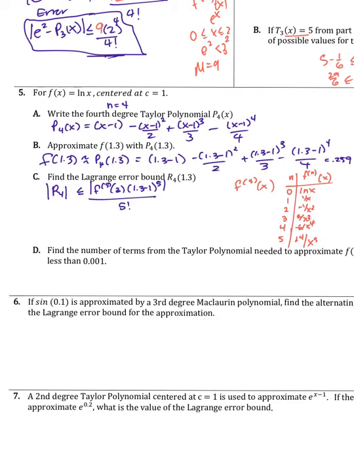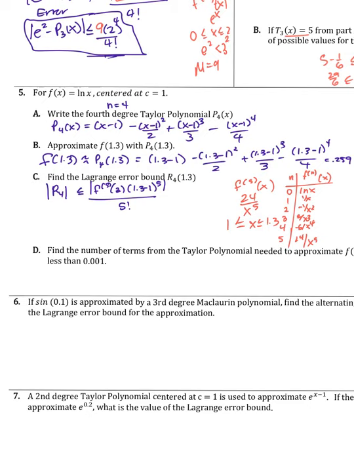So we want to maximize 24 over x to the fifth between our center and the value we're approximating. So 1 less than or equal to x less than or equal to 1.3. We want to maximize it here.